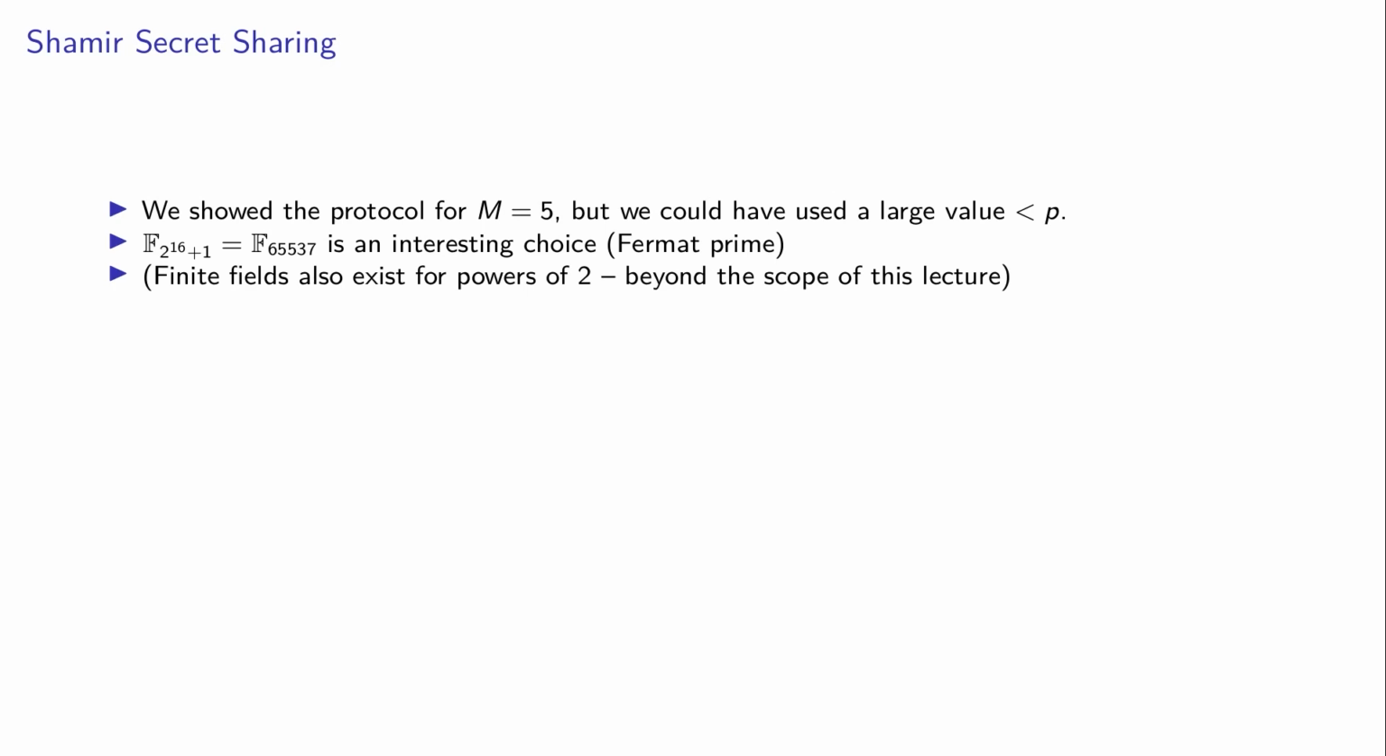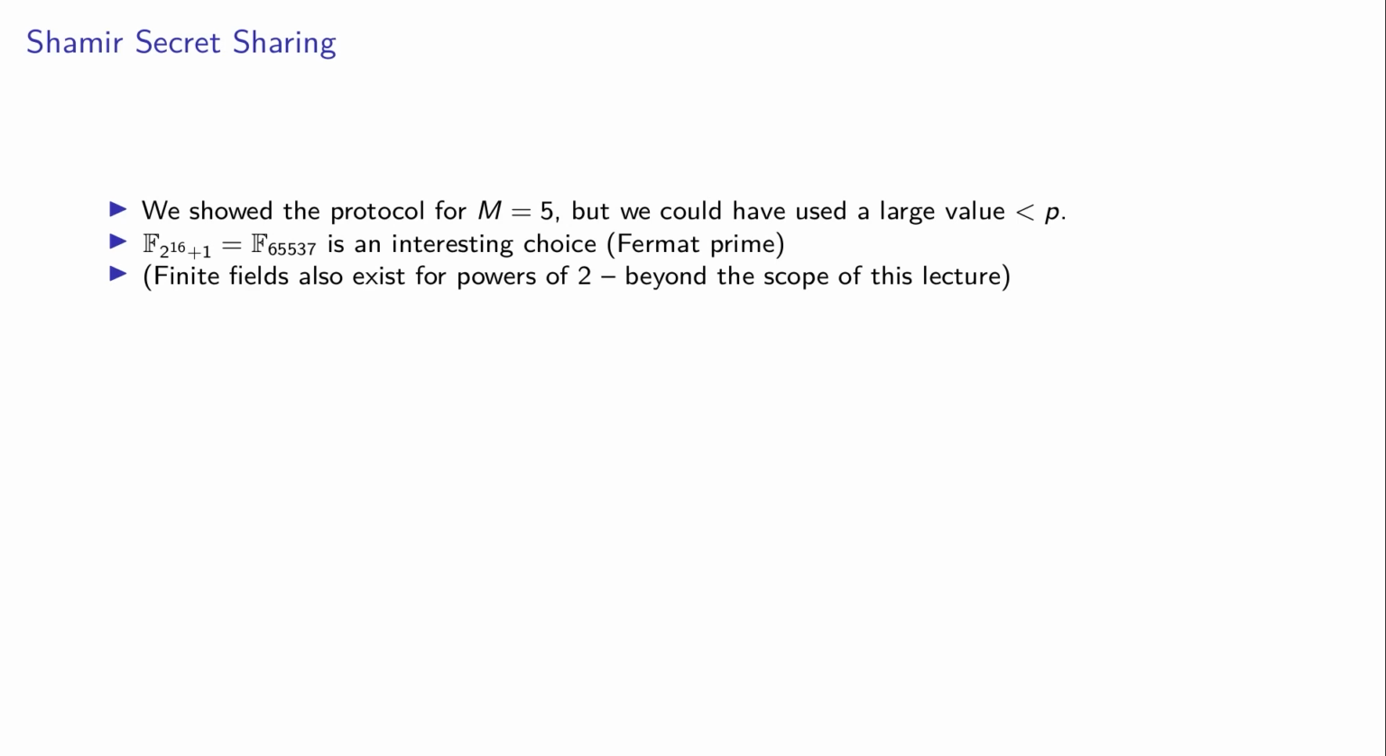So we showed Shamir secret sharing. This is how this protocol is called also. We showed it for five parties, but we could hand out more shares to more parties. But the limit that we have, of course, is that it must be smaller than the field size. In the remainder of this talk, I will talk about this prime number, which is very interesting because it's prime. It's actually a Fermat prime, and it has a very, very good binary representation.